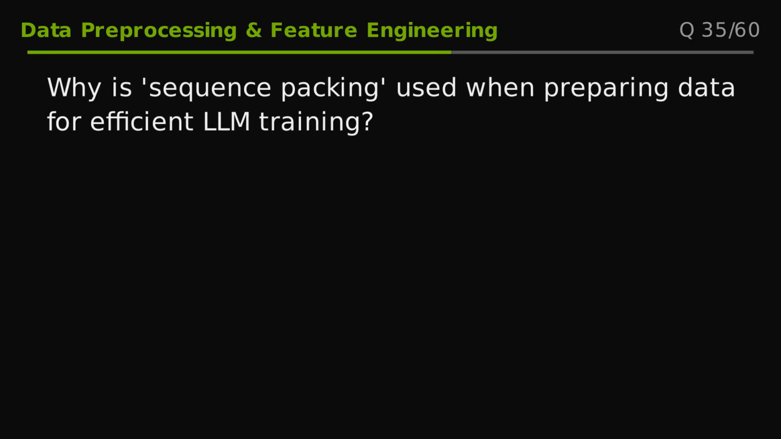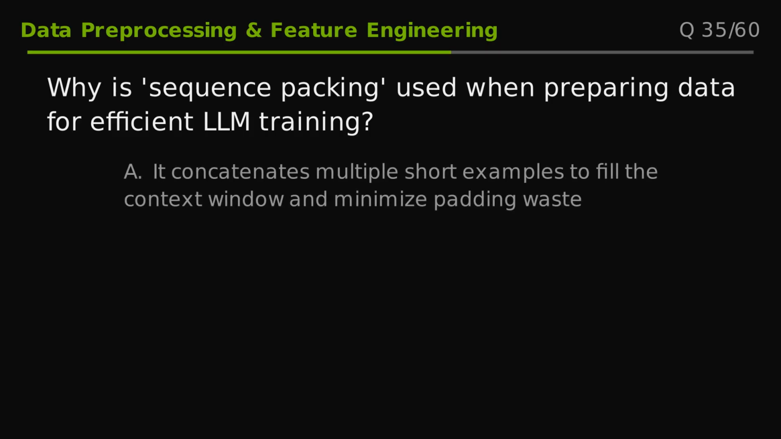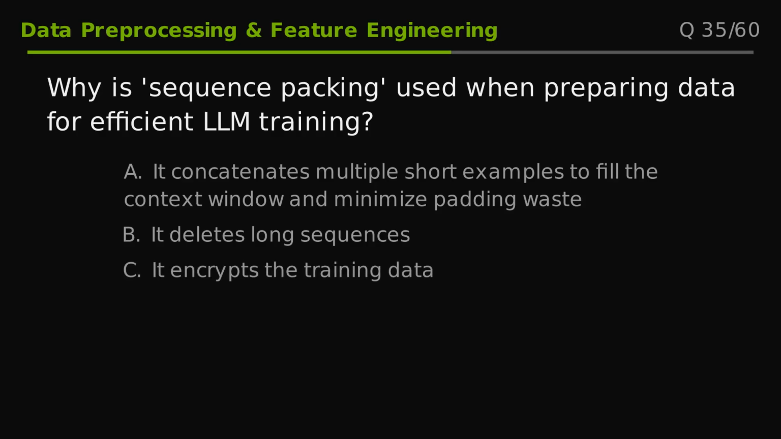Question 35. Why is sequence packing used when preparing data for efficient training? Option A. It concatenates multiple short examples to fill the context window and minimize padding waste. Option B. It deletes long sequences. Option C. It encrypts the training data. Option D. It increases padding to slow training.